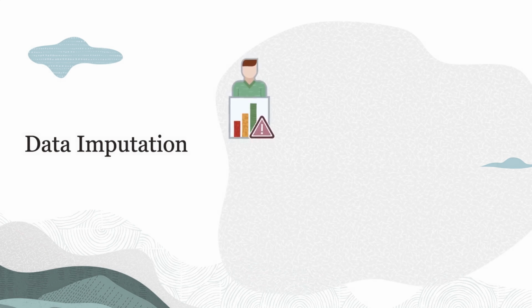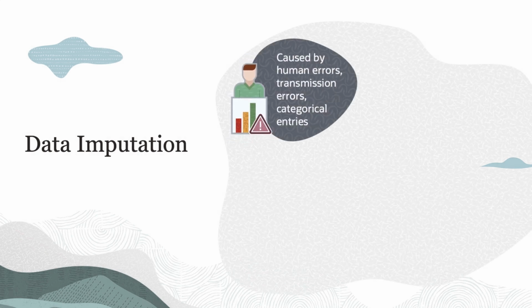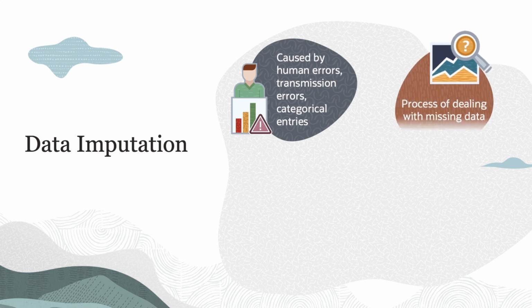Moving on to the next step, which is data imputation. There might be missing data points in a real world data set, which could have been caused by human errors, such as wrong data entry or transmission errors. For example, when you have wrong GPS location recordings due to bad weather. Again, imputing takes care of these missing values.